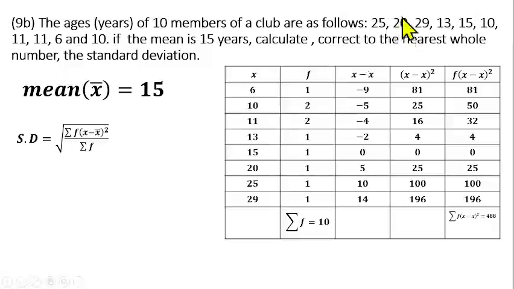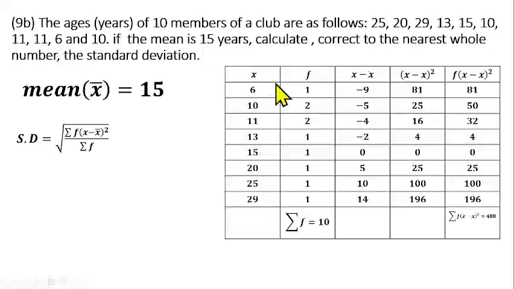At the beginning, each of the values here is just appearing one time, so you don't need to have frequency. That means there will not be f here, you'll be having n. But so far some of the data are repeated, like 11 appears twice, 10 appears twice, so that means you need to have frequency, because frequency is the number of times a data appears.